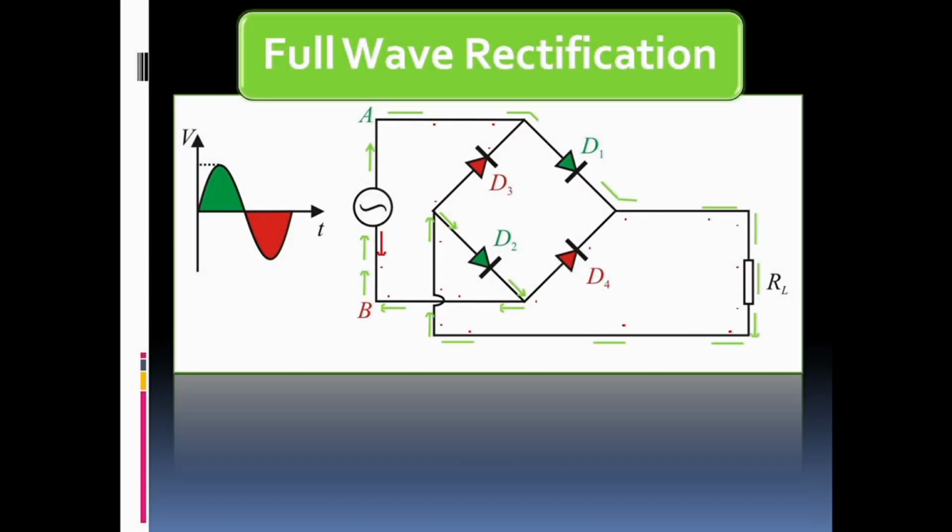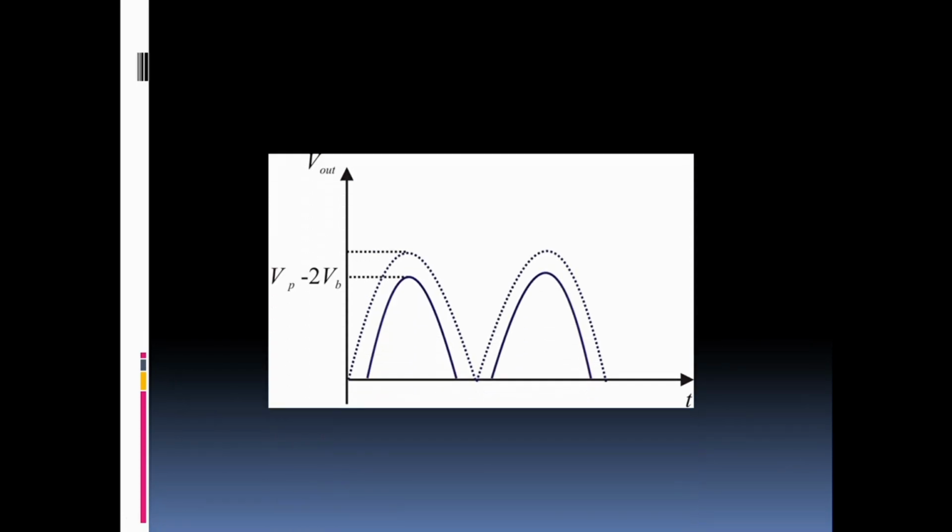Now if we observe the current flow in both cycles, we can see that the current flows through two diodes, either D1 and D2 or D3 and D4. Therefore, if we look at the output voltage variation very closely, we can see the peak output voltage is 2VB less than the peak voltage VP. You know the reason for this drop. So now this will be the real output voltage variation of full wave rectification.